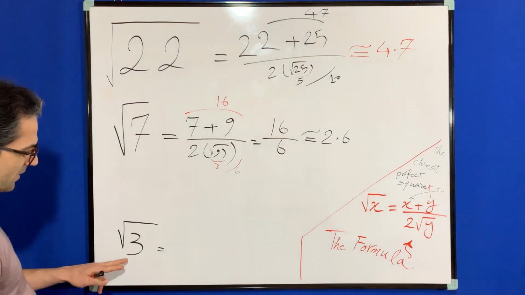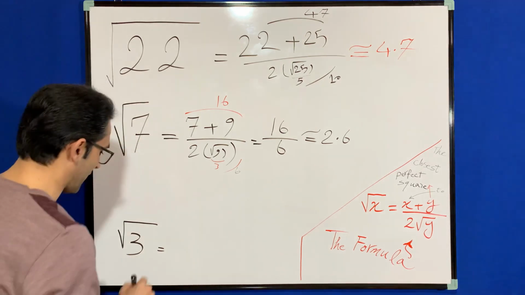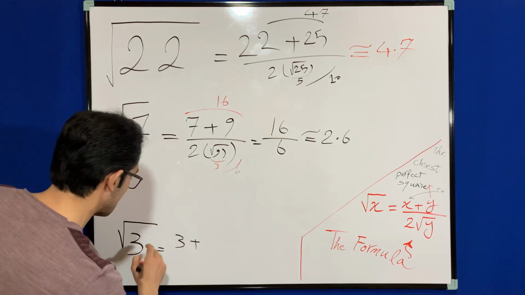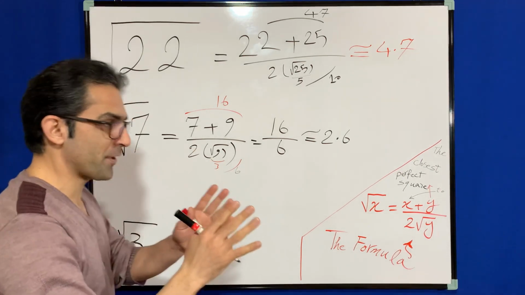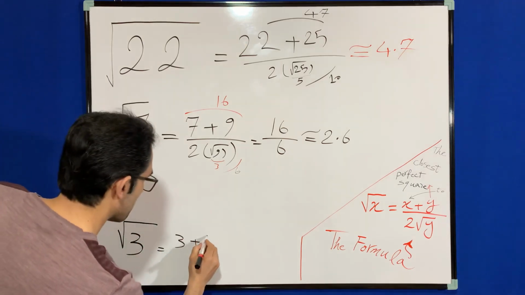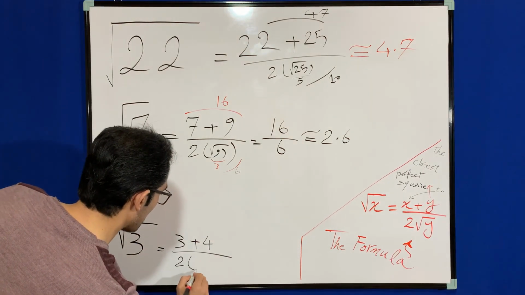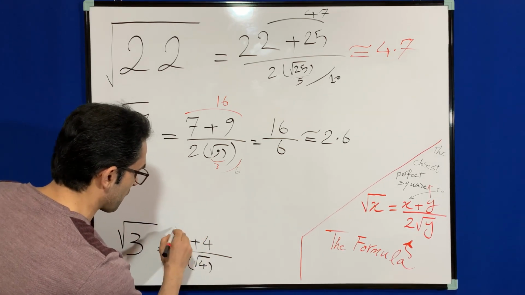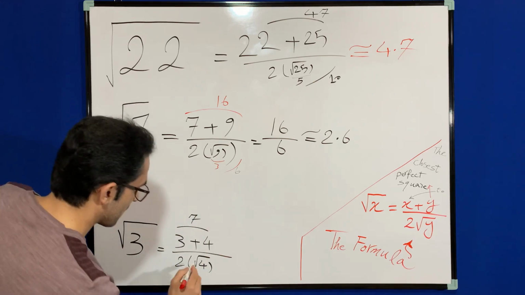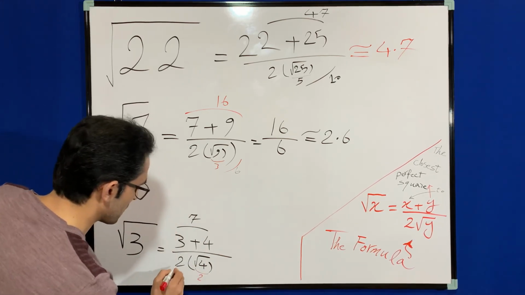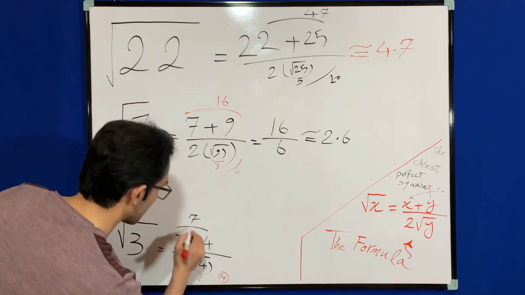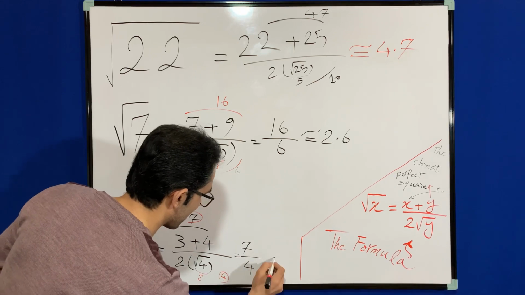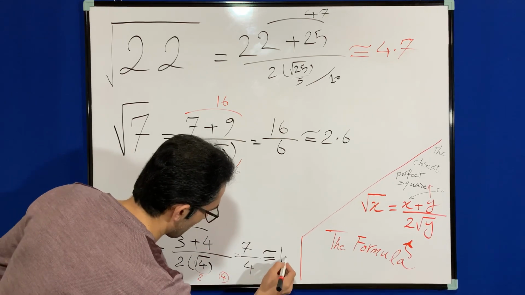Another one, the square root of 3. Okay, as I explained, write 3 plus the closest perfect square to 3, which is 4, over 2 times the square root of 4. 3 plus 4 equals 7. The square root of 4 is 2. 2 times 2 equals 4. So 7 over 4 is approximately 1.7.